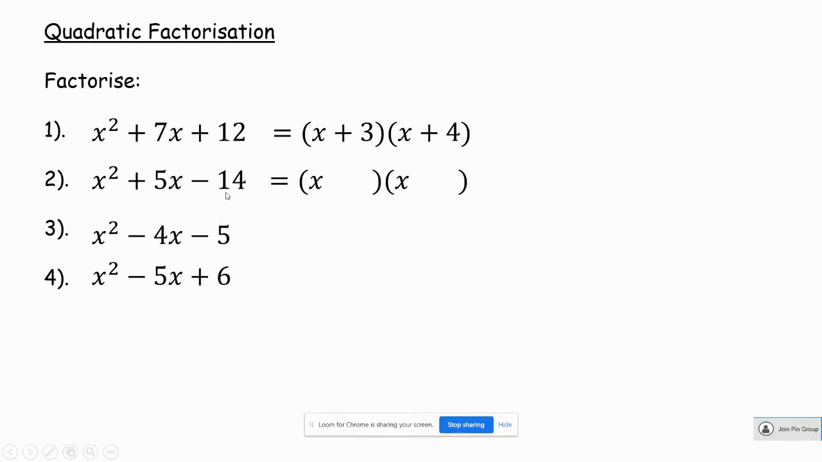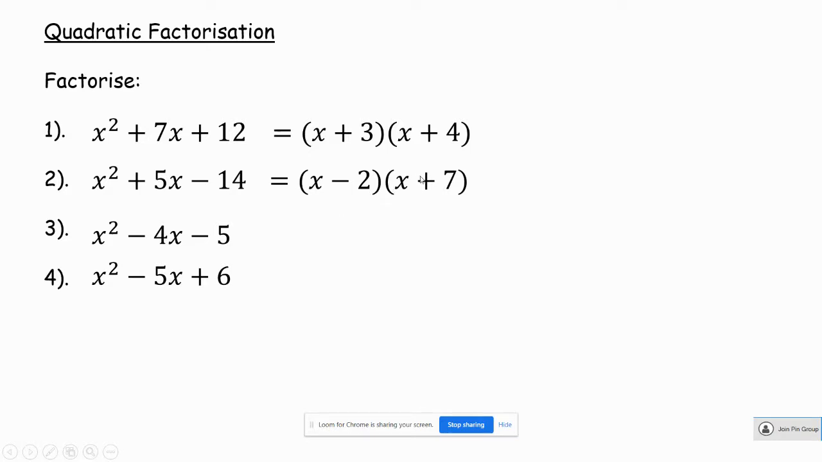Some people find that a little bit trickier, but to make minus 14, you're going to have to make a minus times a positive. So it's either going to be 1 and minus 14, or minus 1 and 14, or 2 and minus 7, or minus 2 and 7. And you've got to figure out which combination of those add up to make 5. Hopefully you realize that it's minus 2 and 7. They add up to make 5, but multiply to make minus 14. And so they're the answers.